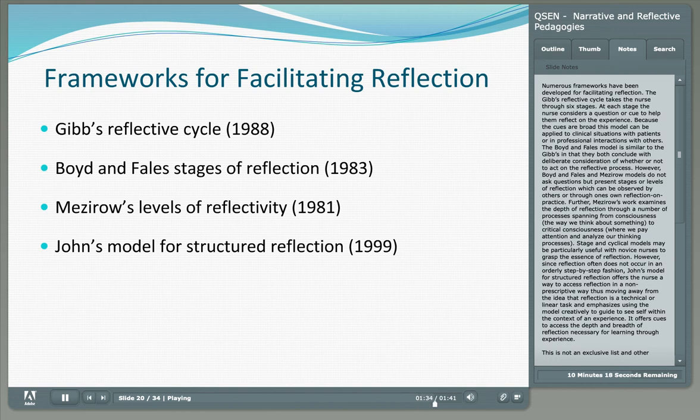These four models are not an exclusive list, and other models exist, which may have value for nursing faculty and students.